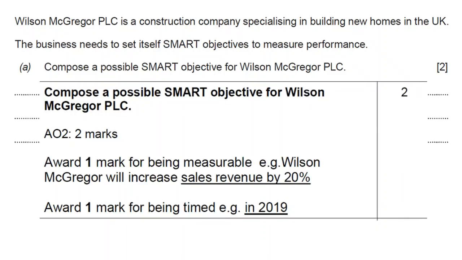It's 2 marks here. So what you need to be making sure of is that you're making and expanding on a point. Award 1 mark for being measurable, for example, sales revenue by 20%. It could be to increase profit by 10%, and then 1 mark for it being timed. So it would be to increase sales revenue by 20% in 2019. It could be to increase profit by 5% in 2020, whatever it might be. So it needs to be something that is measurable, attainable and time specific.